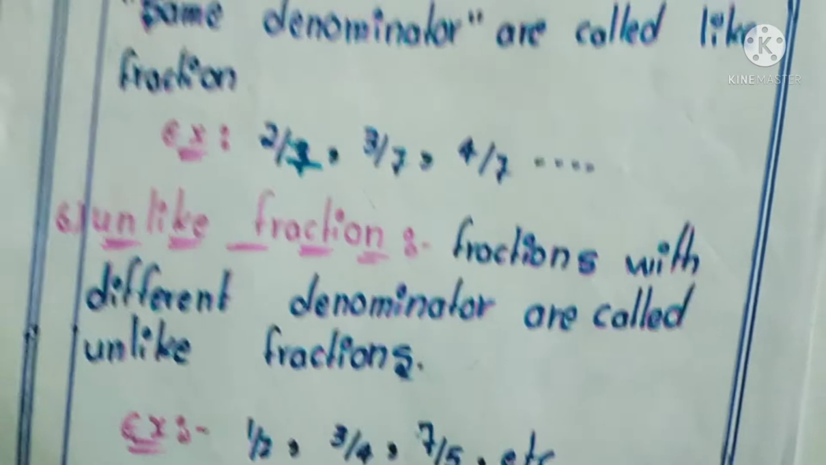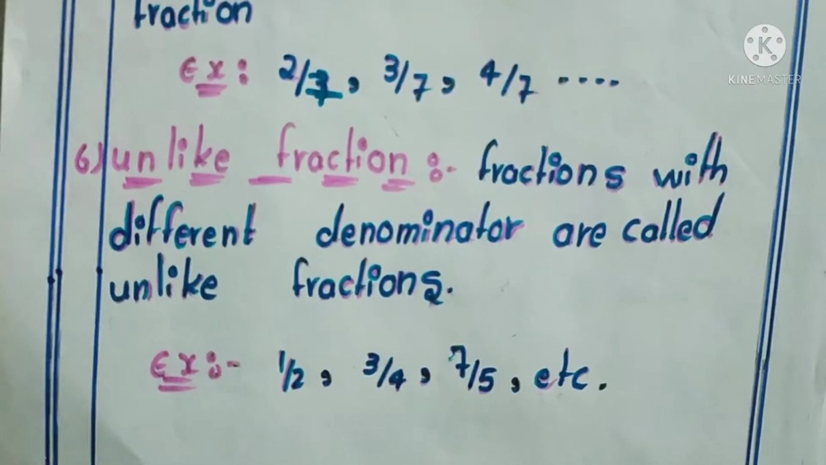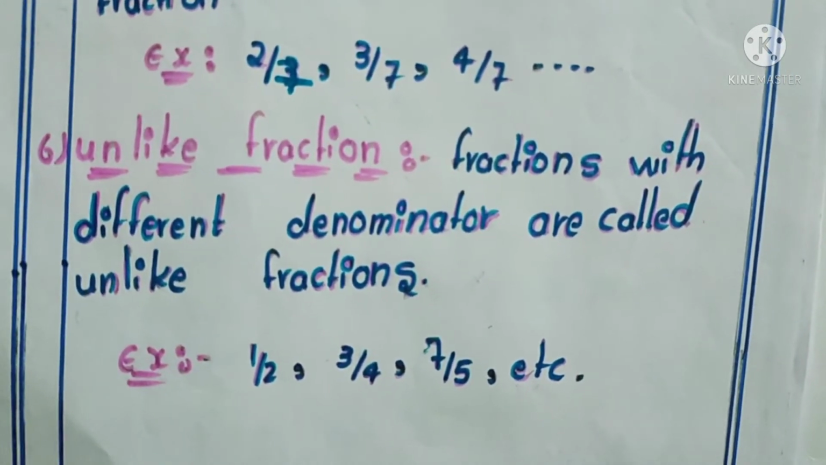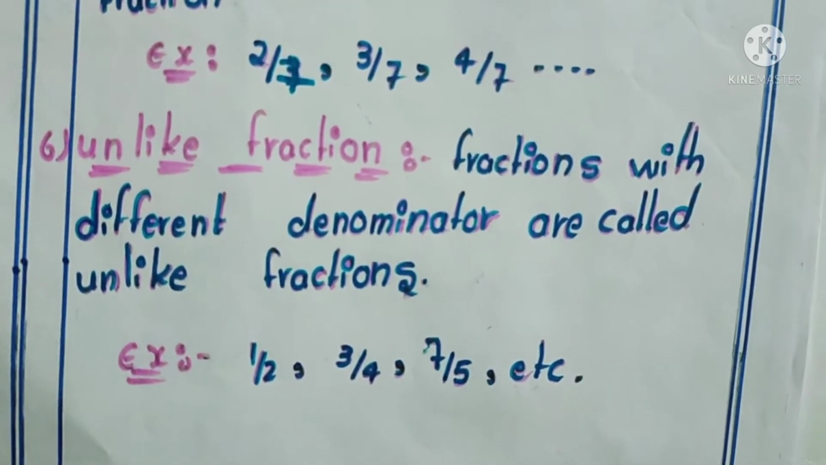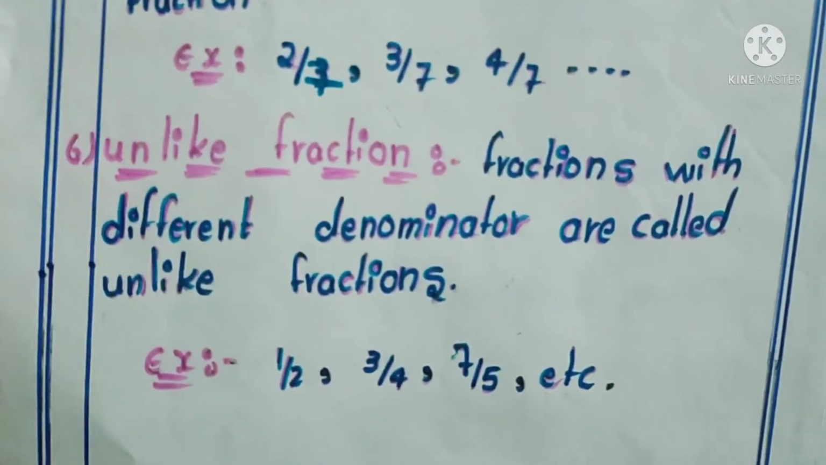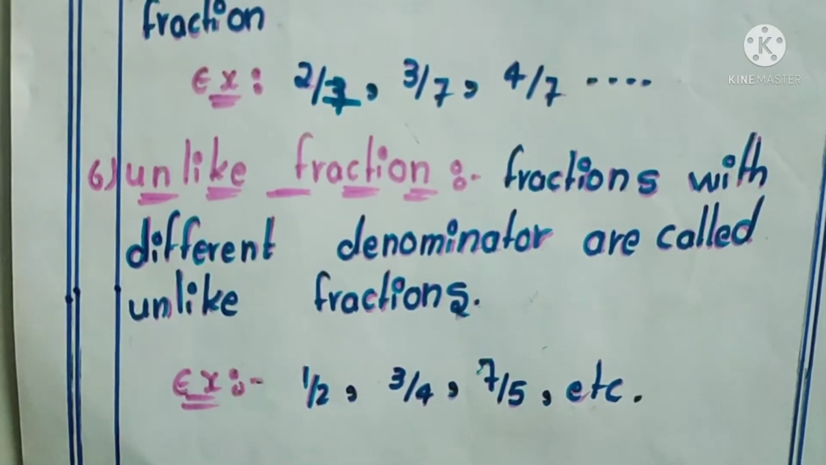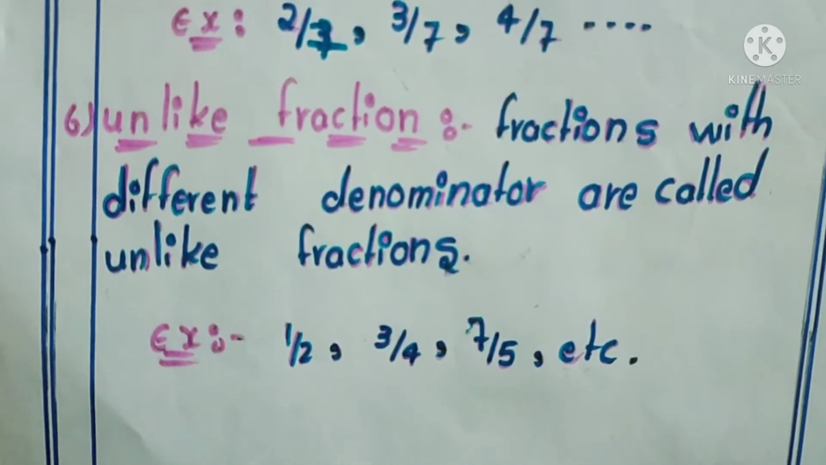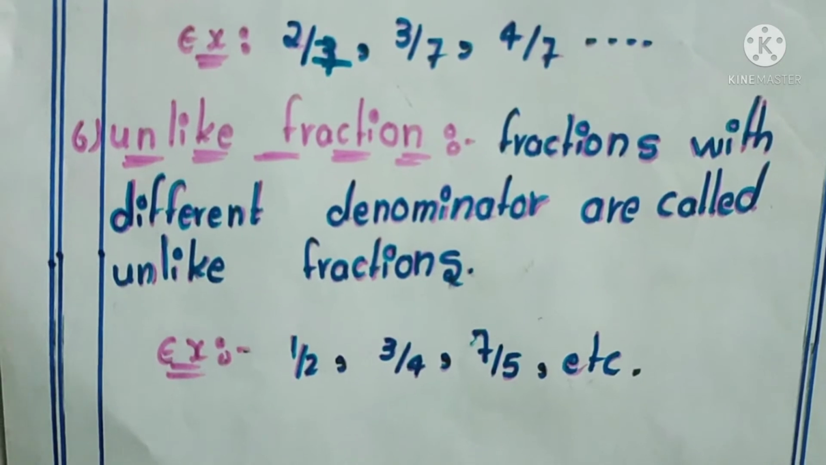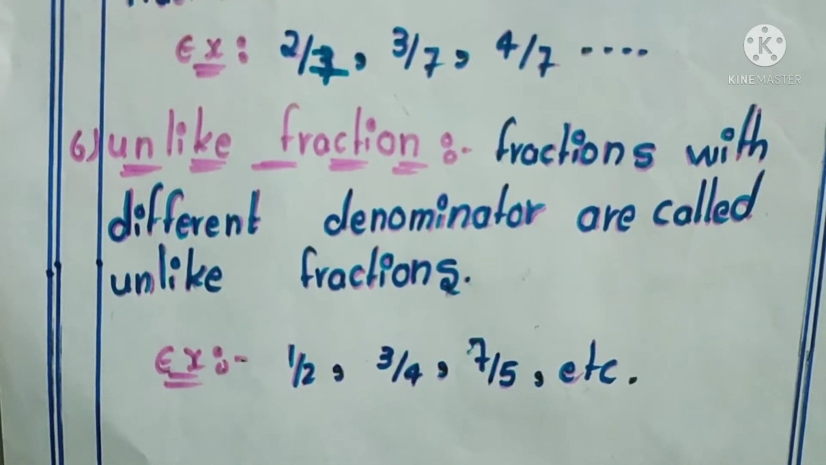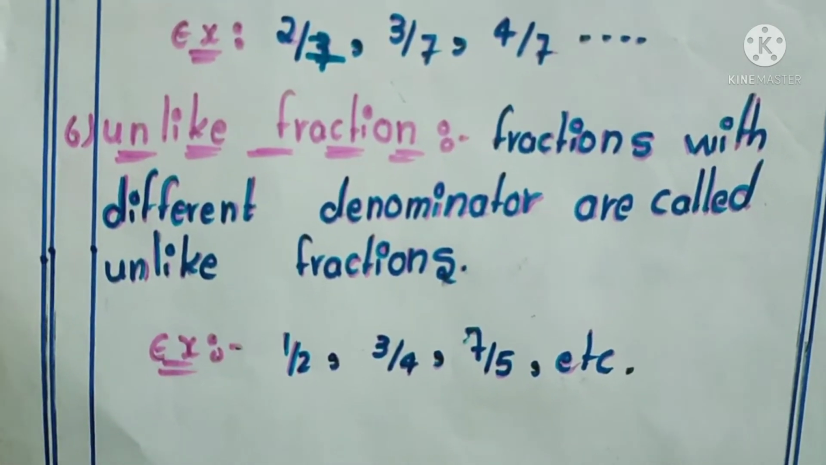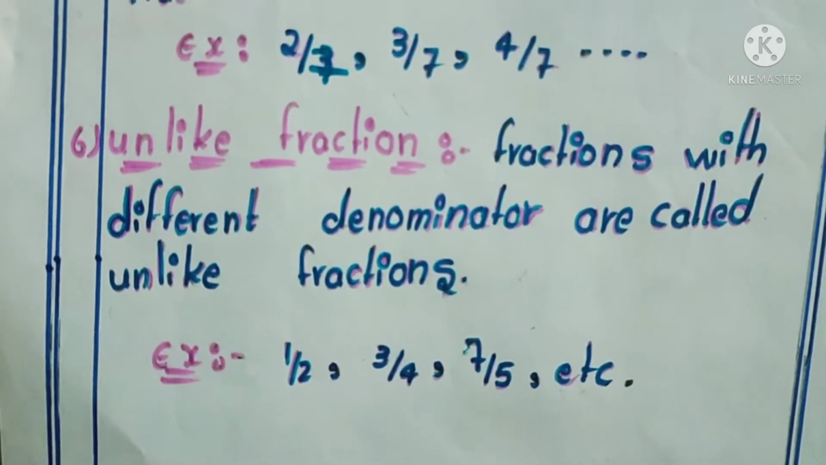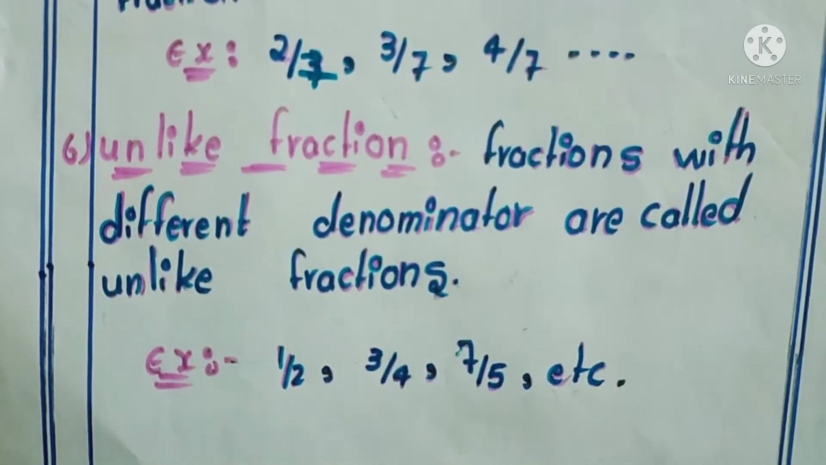Unlike fractions. Fractions with different denominators are called unlike fractions. For example, 1 by 2, 3 by 4, 7 by 5. In this example, the denominators are different: 2, 4, 5. So these are unlike fractions.